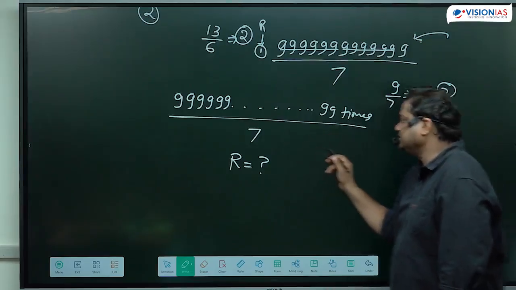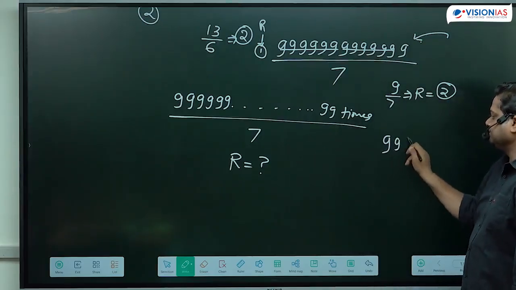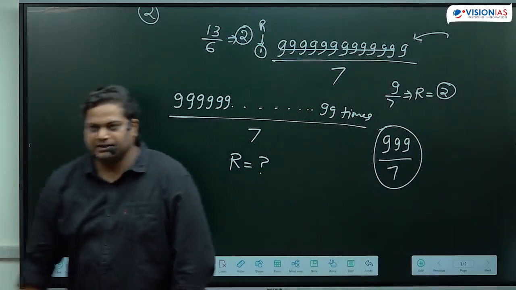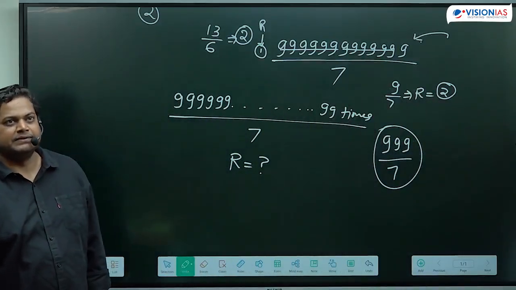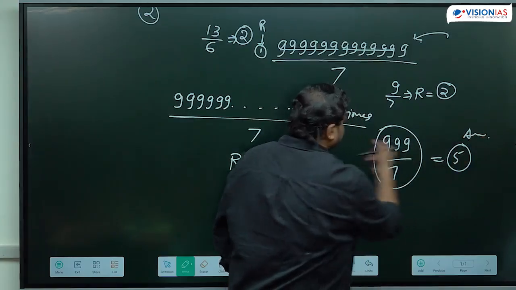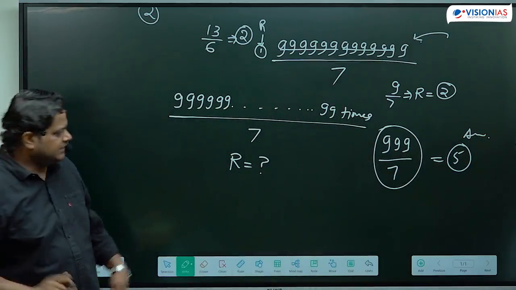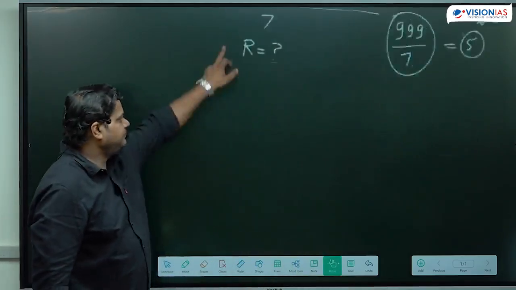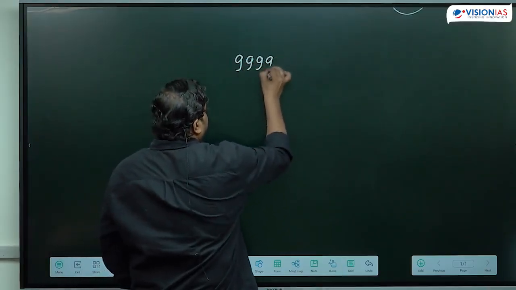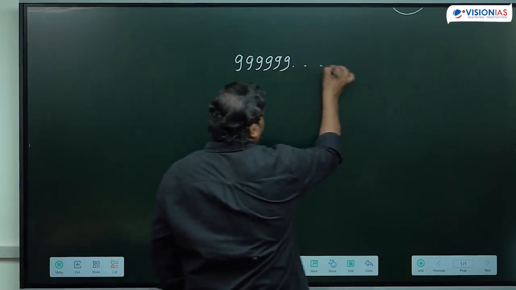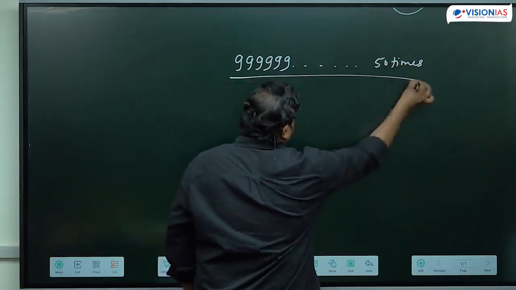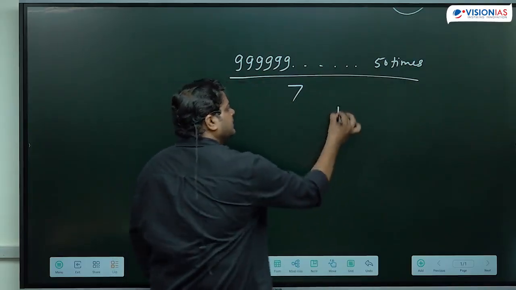We are left with how many 9s? 3 nines. We can divide 3 nines by 7. What remainder are we getting? 5. 5 is our answer. Did you understand this? Let's do it again. If I write 9 50 times, divide by 7, what will be the remainder?